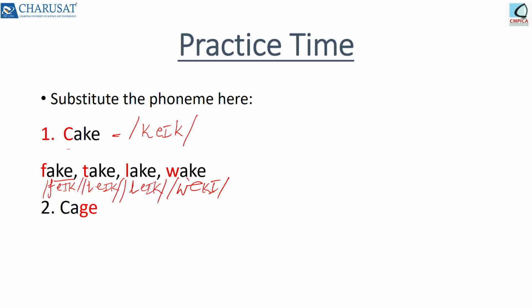Can you try for the other word, cage? How do we write cage? Cage is basically K, A, and then we have J, right? If we want to write cage, it is written in this manner in phonetics. So, when we want to use a phoneme for it, it would be came, right? Because here it is at the end.